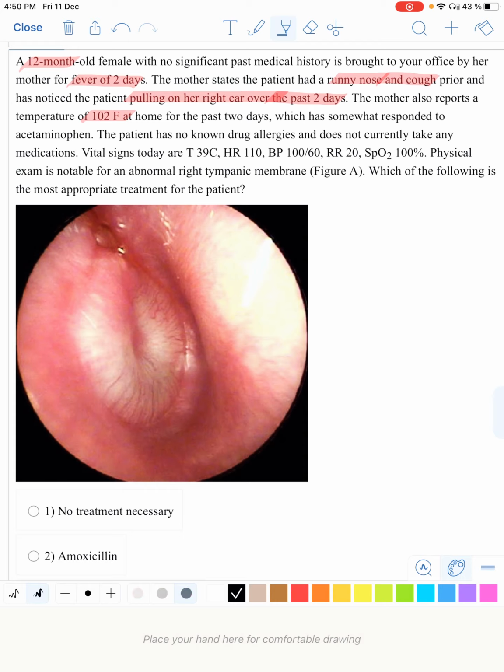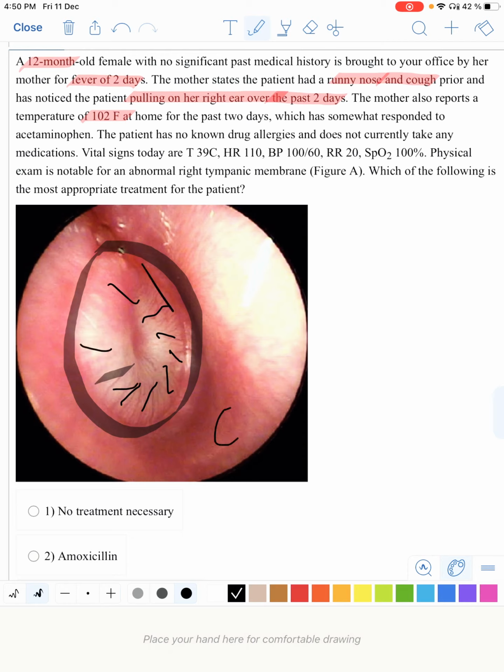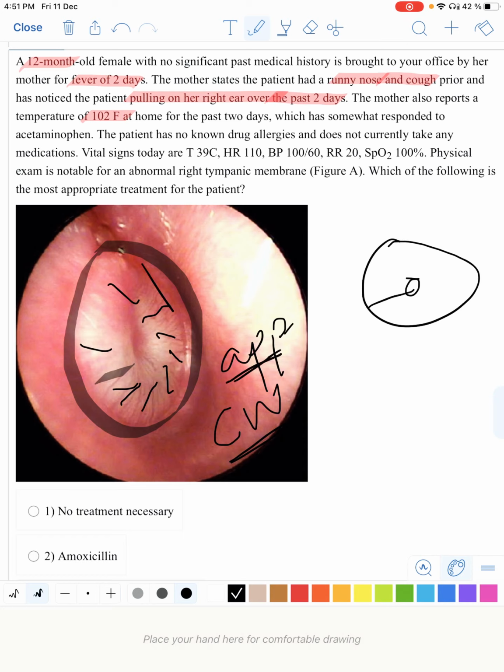Now I think you can easily guess what this is. Inflamed tympanic membrane, swollen tympanic membrane, and the blood vessels are again prominent. So it is the cartwheel appearance of the tympanic membrane. It seems like a cartwheel. Okay, these are the blood vessels. So it is again acute otitis media.